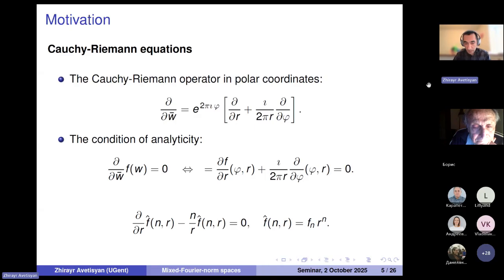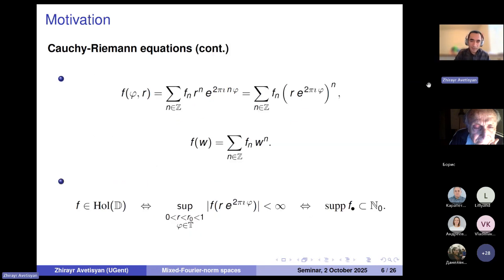I get an ODE, which I can solve easily. The solution is written in the bottom right corner. So is the thing. And then if I plug this back into the Fourier series, I'll find what? I'll find that f phi of r equals this.